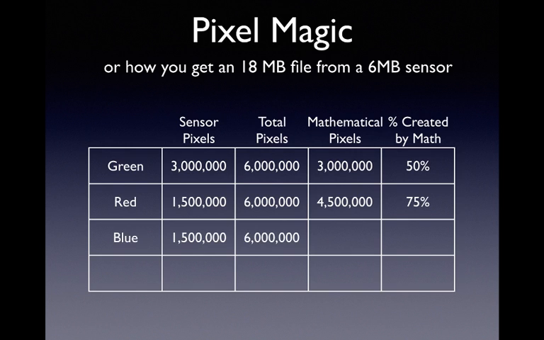Same thing with blue. Wait, why do you need 6 million total pixels? Because you've got 6 million pixels and you need a red and a green and a blue value for every one of those 6 million pixels. Just be divided in thirds then? No, you need a red, green, and blue value at every single pixel or you don't have a color image.